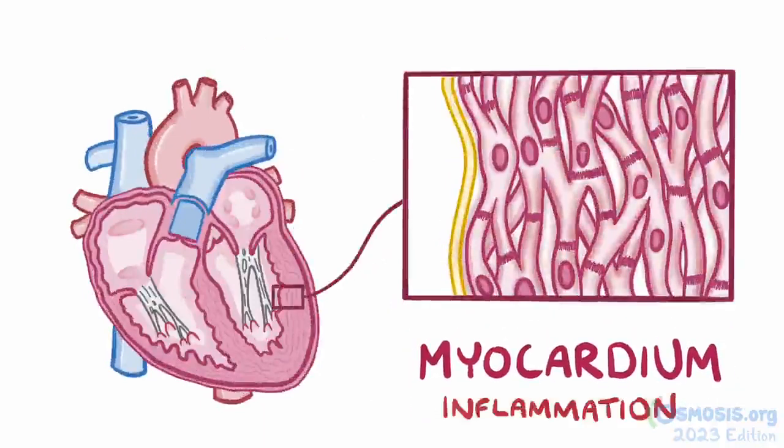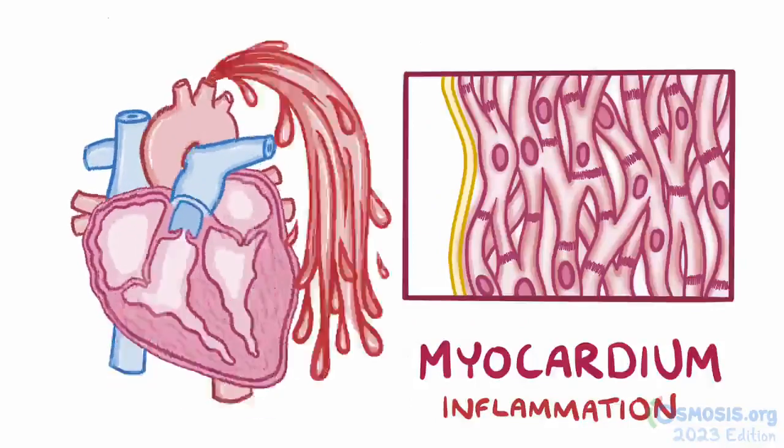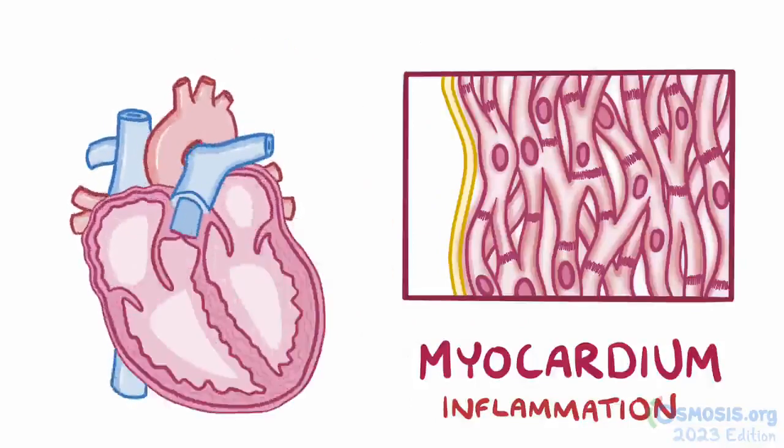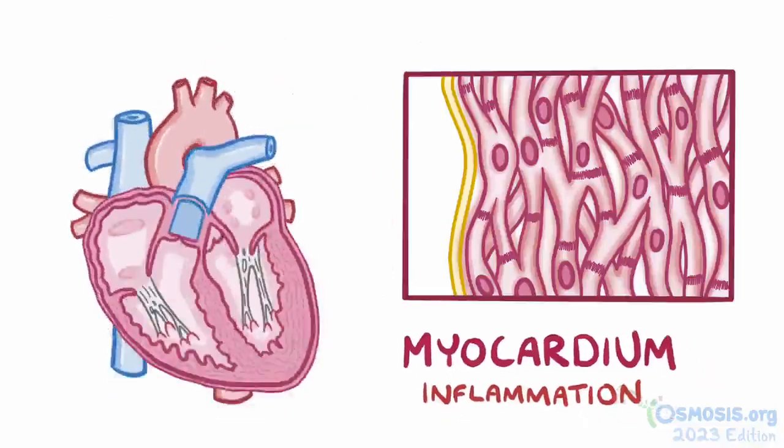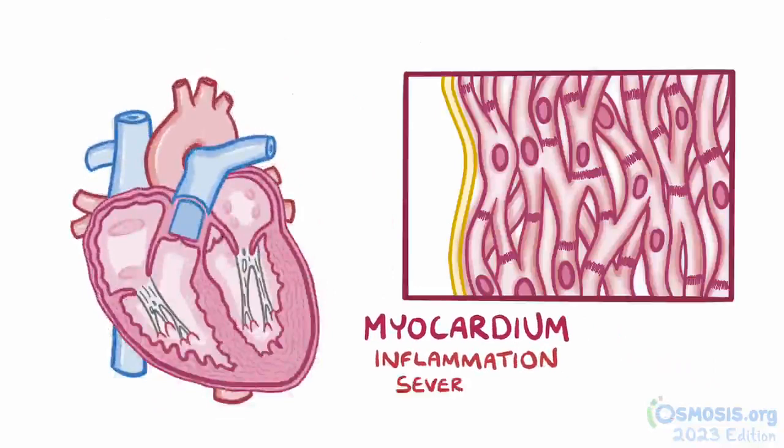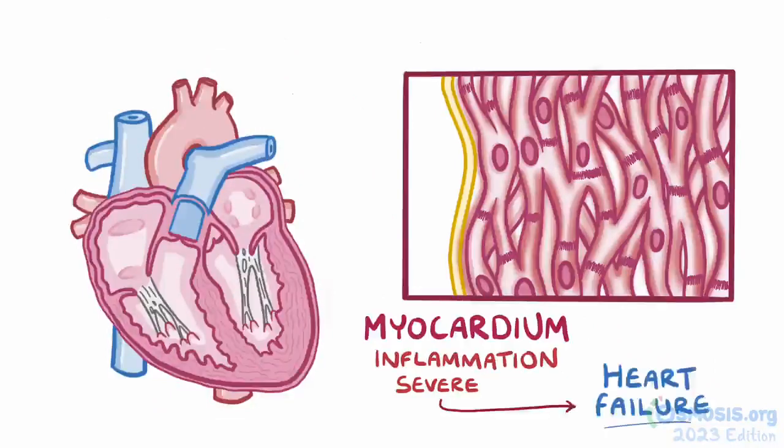Inflammation in the myocardium layer causes swelling, and that damages the heart muscle cells' ability to contract. That means that less blood gets pumped out of the heart with each heartbeat. And if myocarditis is severe enough, it can lead to heart failure, which is when the heart can't keep up with the demands of the body.